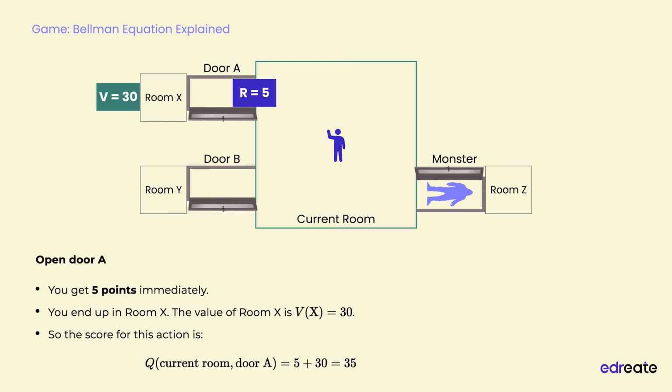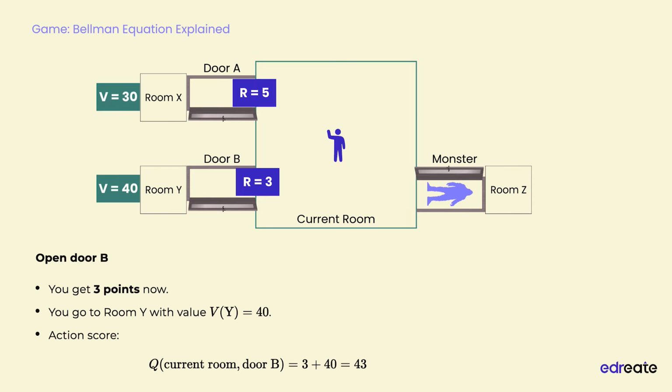Suppose from this room, you open door A. You get 5 points immediately. You end up in room X. The value of room X, V of X, is 30. So the score for this action, we will represent it by Q, of the current room and the action of going into door A, is 5 plus 30. So the value for this action from the current room is 35.